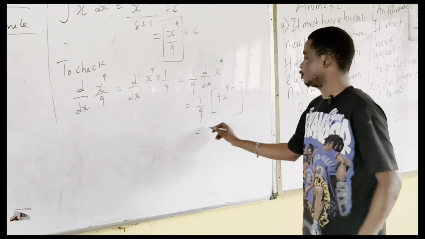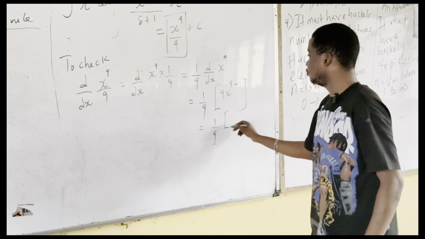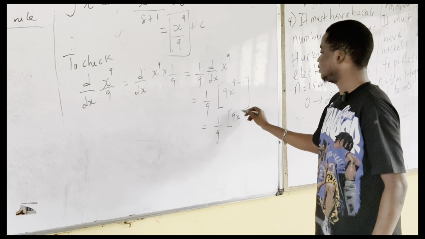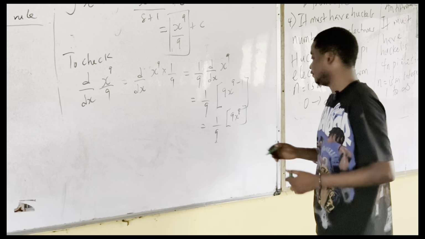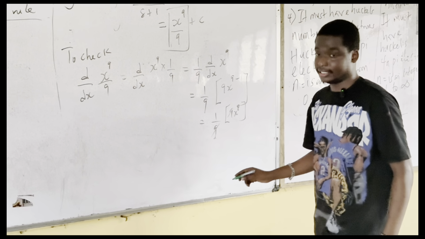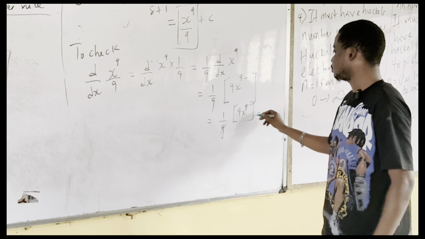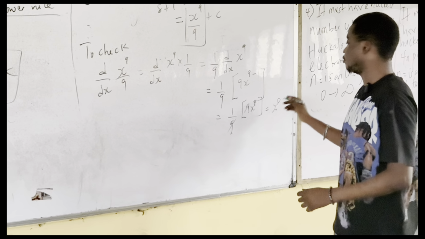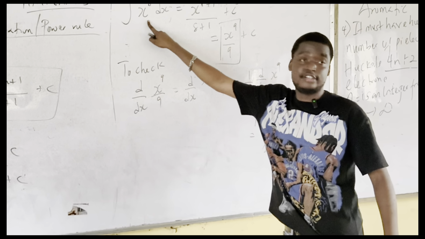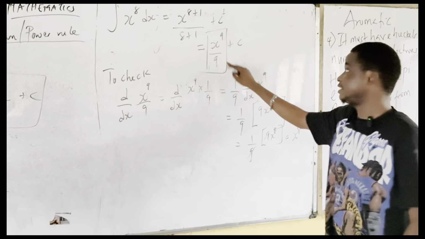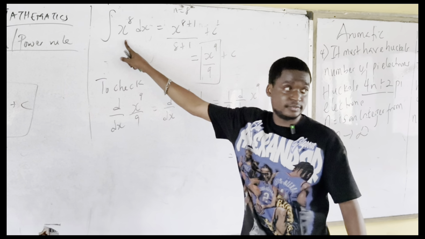This is equal to 1 over 9 times 9x to the power of 8. Now you can divide. The 9 here will cancel the 9 here. So x raised to the power 8 times 1 is equal to x raised to the power 8, which is what we had at the beginning. So you can see that when we differentiate our answer of integration, we get back the original function.